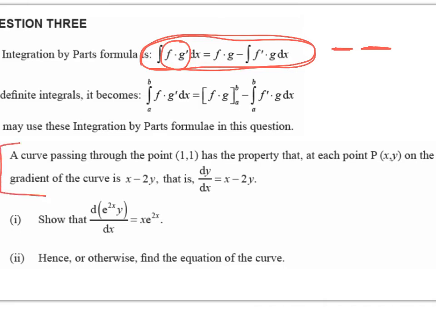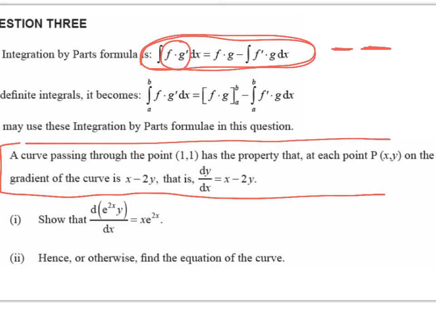The question starts here. We've got a curve passing through a point, and it's got the property that everywhere on the curve, the gradient is this. So we've been given a little differential equation. dy by dx is equal to x minus 2y.